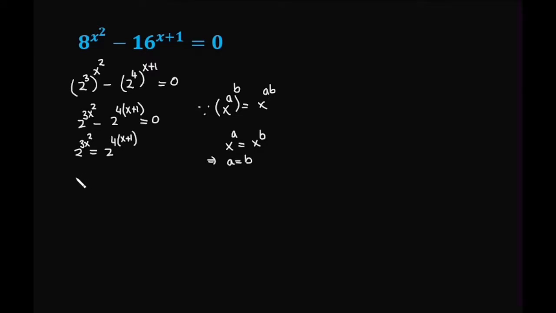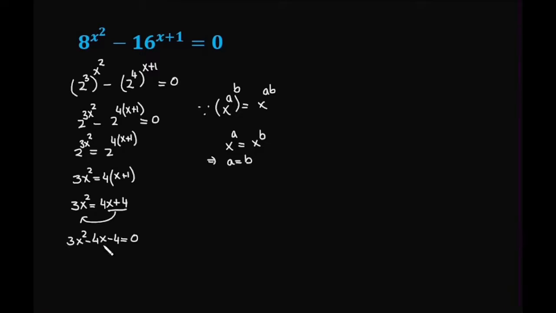This is further equal to 3x square is equal to 4 times x plus 1. Now I am going to expand this expression. This is further equal to 3x square is equal to 4x plus 4. Now shift these two terms on this side. This is equal to 3x square minus 4x minus 4 is equal to 0. This is our quadratic equation.